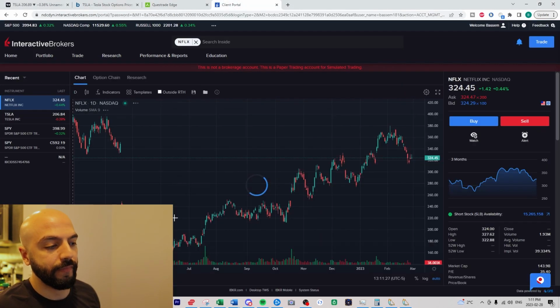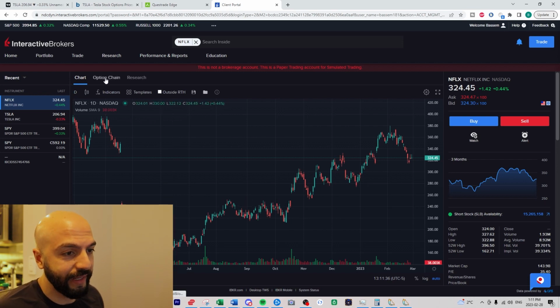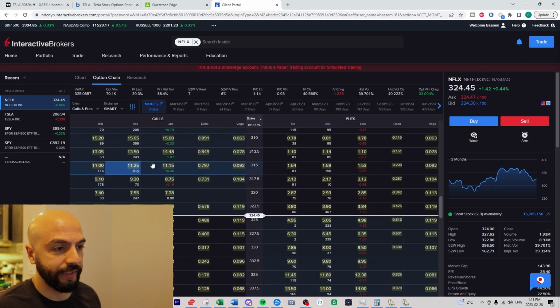Again, I do have Interactive Brokers. What is that thing called? Their Trader Workstation. I haven't been using it yet. I'm just trying to get familiar with their platform online.